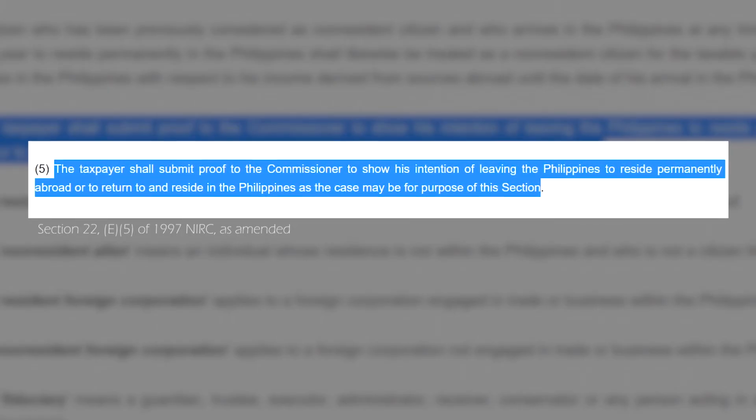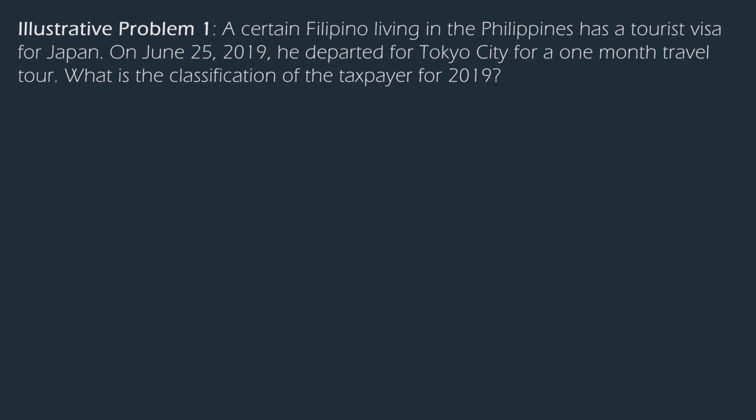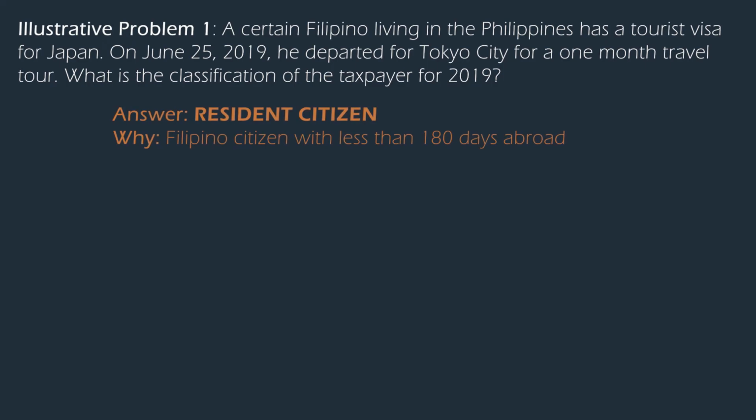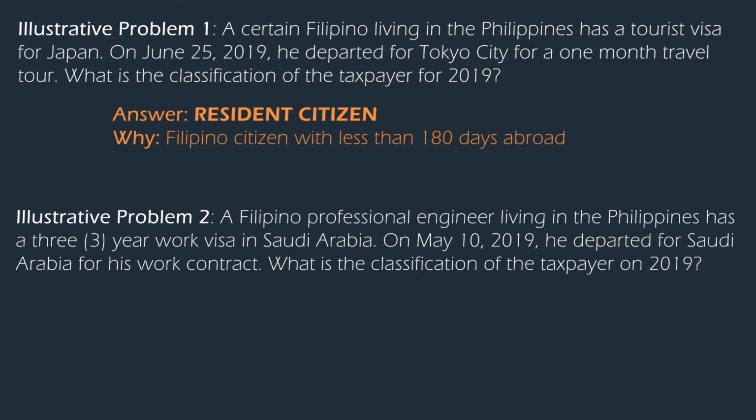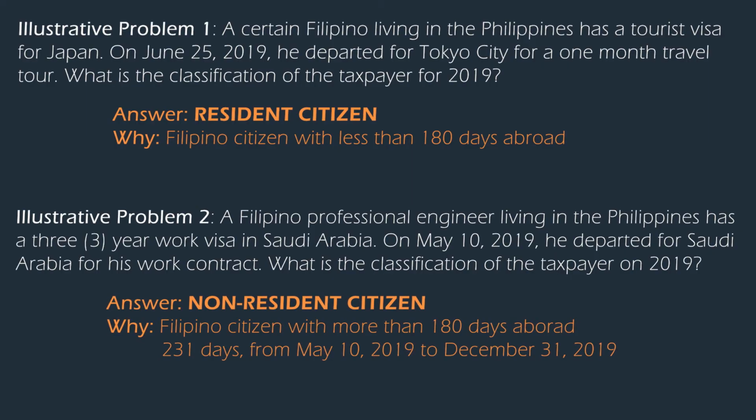Now, this is done by submitting documents to the BIR such as visa, contracts, and others which show the intention of residency. An example of this is a resident citizen who has a tourist visa, who shall normally still be classified as a resident citizen, whereas a resident who has a working visa for 3 years shall be reclassified as a non-resident citizen upon departure. And that's it. So it's important for us to understand this topic because it's not only connected to income taxation but may also relate to estate taxes.